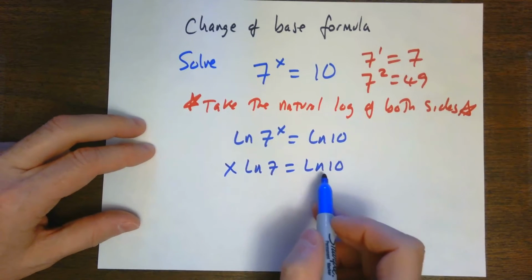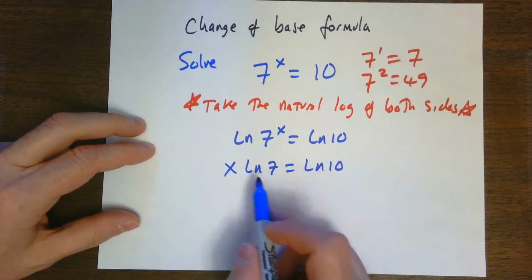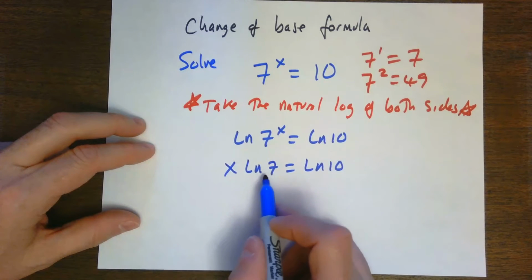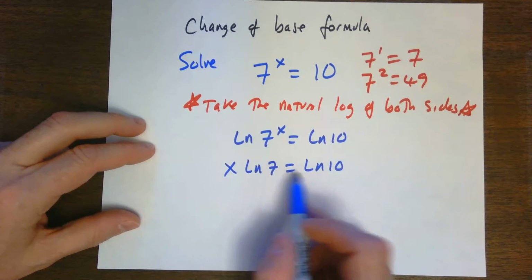The natural log of 10 is just some number. Do it on the calculator. The natural log of 7 is just some number. So these are just numbers.